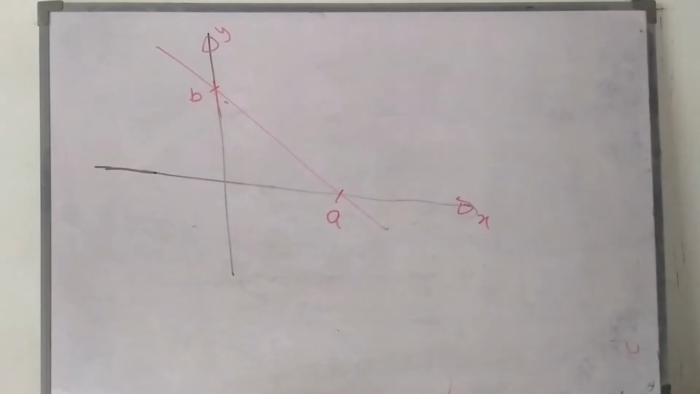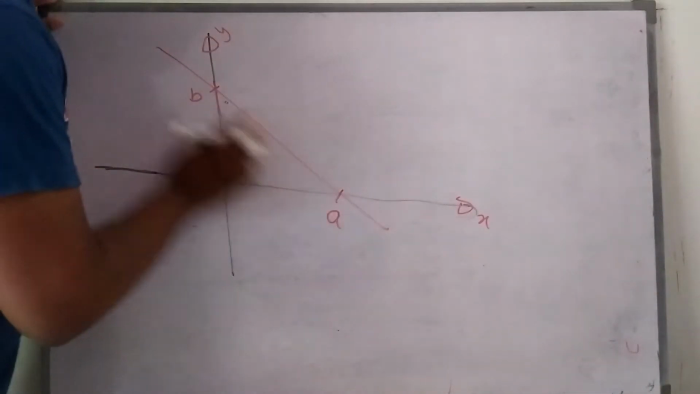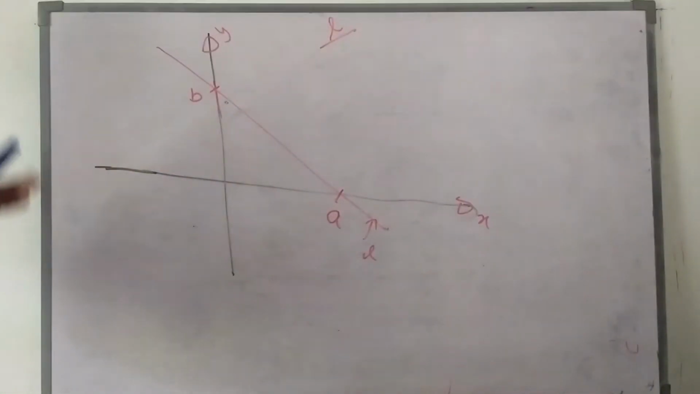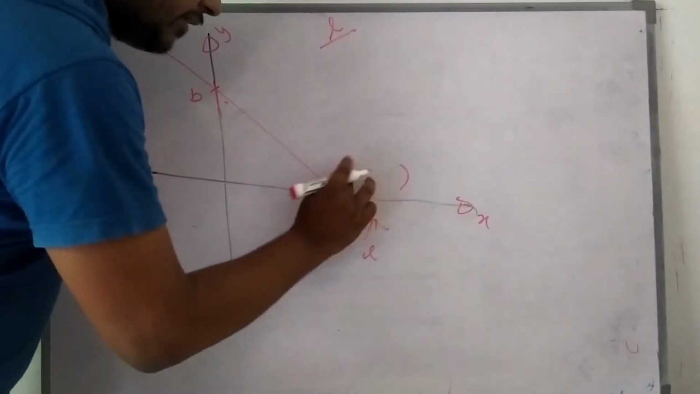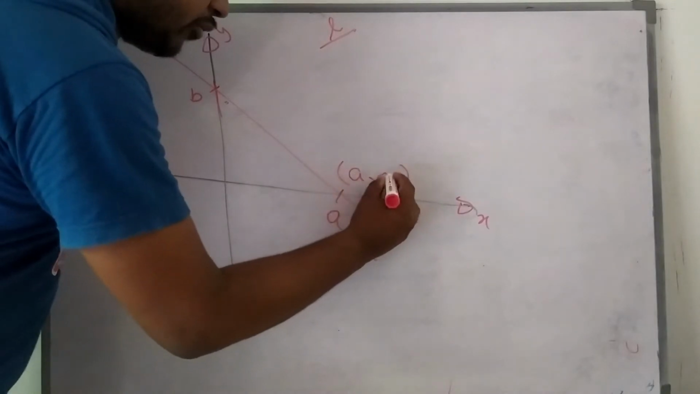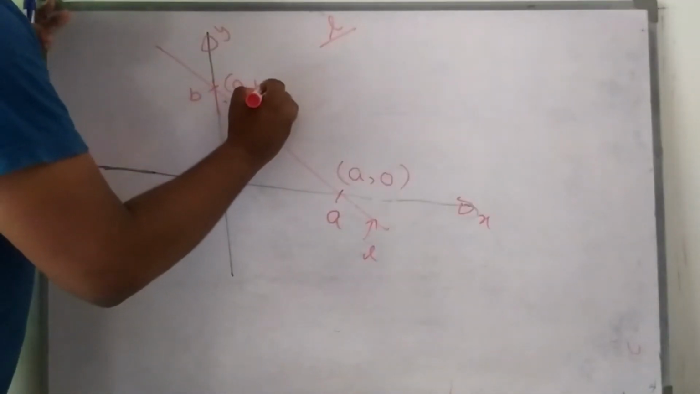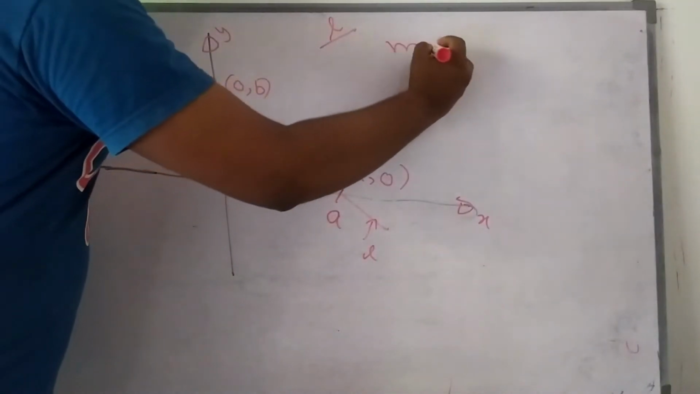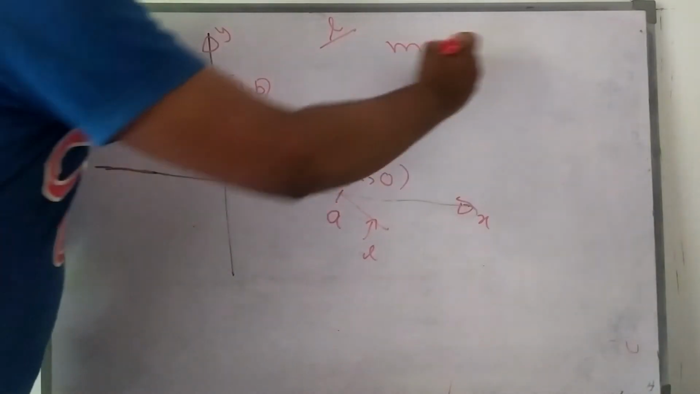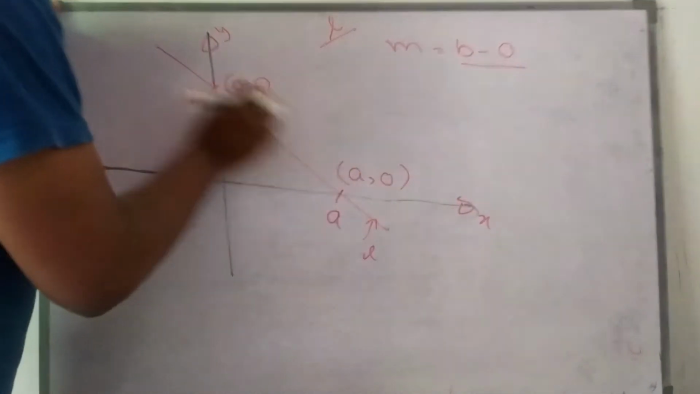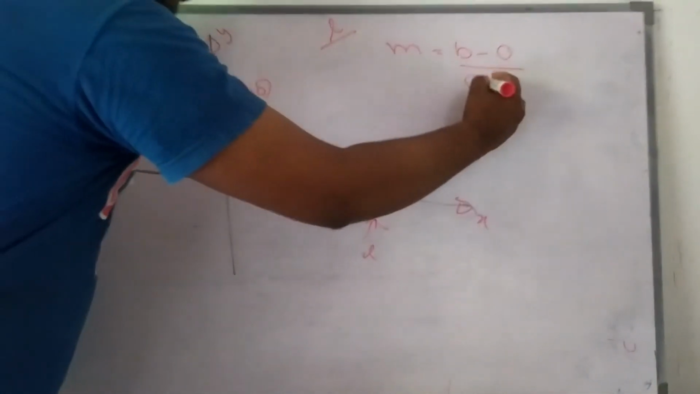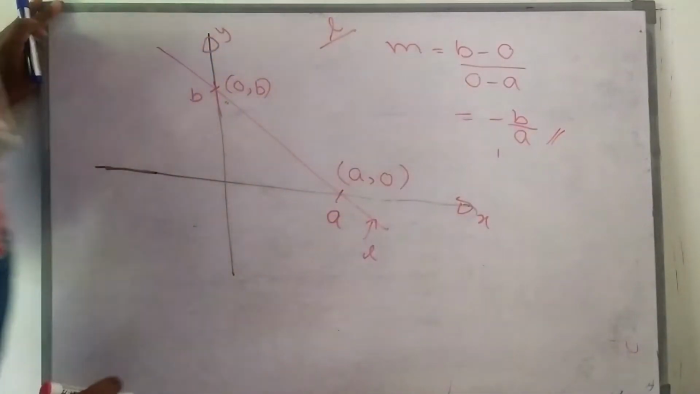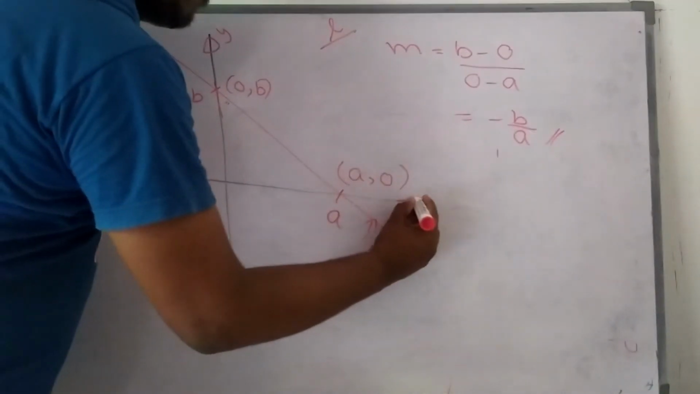Okay children, let's prove the equation, right? This is my straight line L, and I just need to find the equation. First of all, you need to find the coordinates. This is (a, 0), this is (0, b), right? So how to find the equation? First of all, you have to find the gradient. Gradient means y coordinates difference over x coordinates difference, 0 minus b over a. So it's basically minus b over a. This is my gradient.